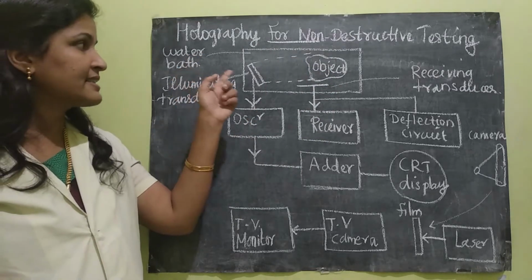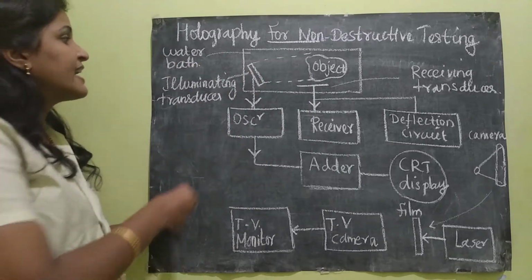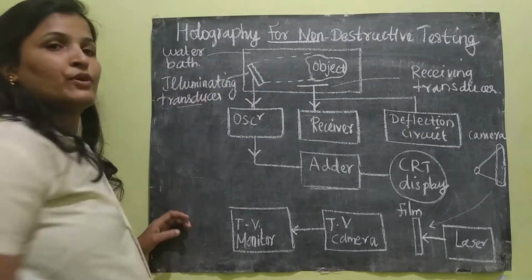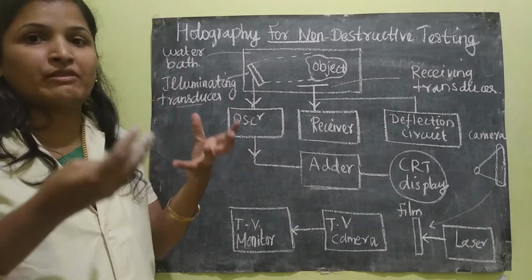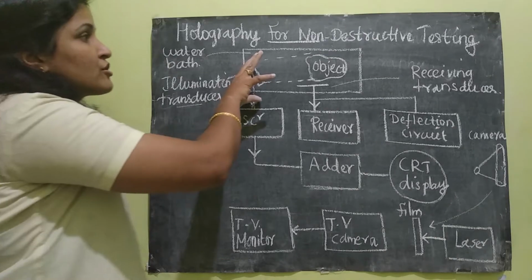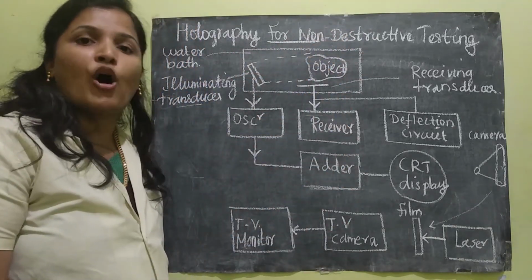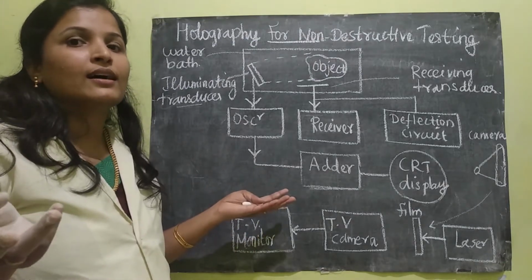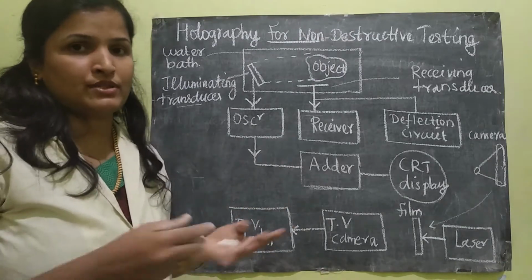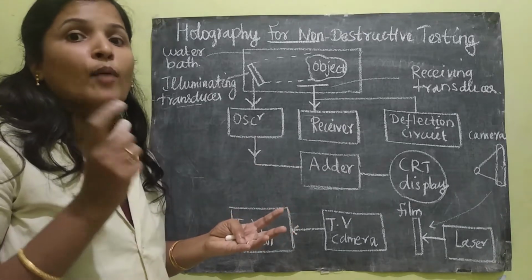Next, the object is illuminated by using an illuminating transducer. Here the transducer emits ultrasonic waves. The ultrasonic waves illuminate the object. The object will scatter all the ultrasonic waves in all directions. The scattered wave is called the object wave.